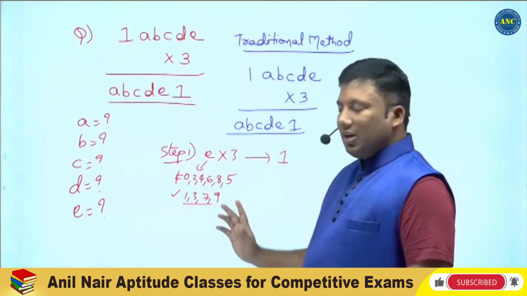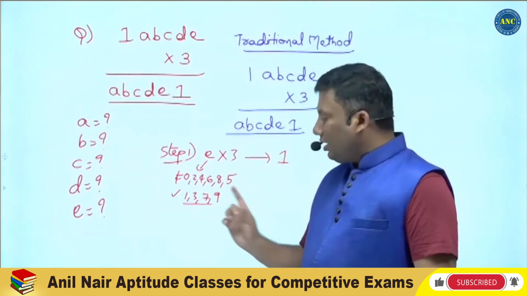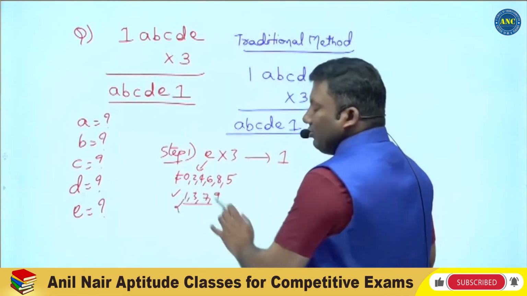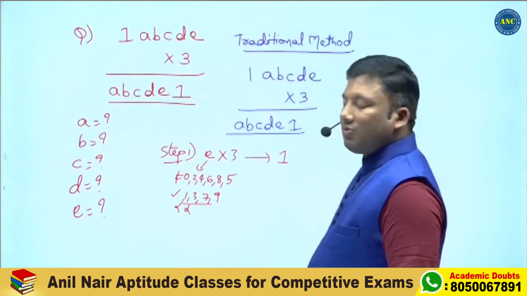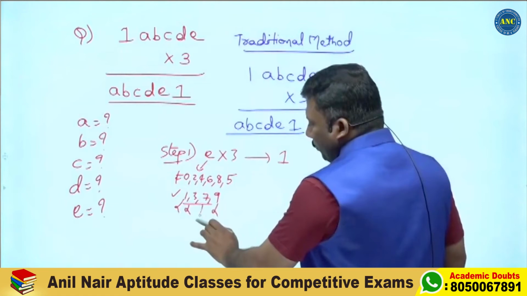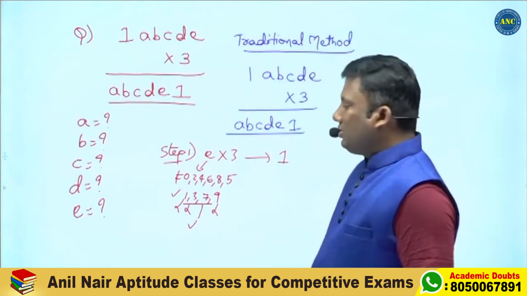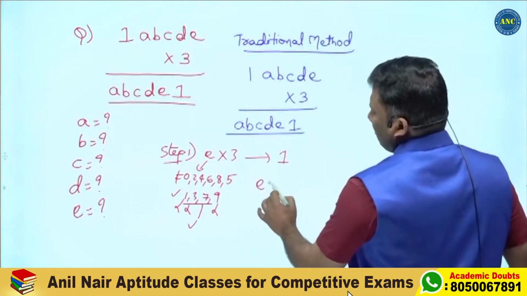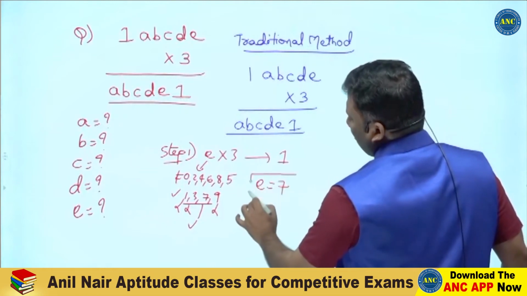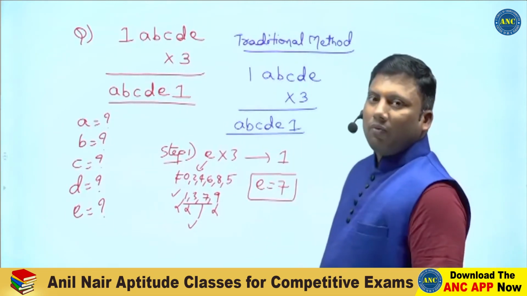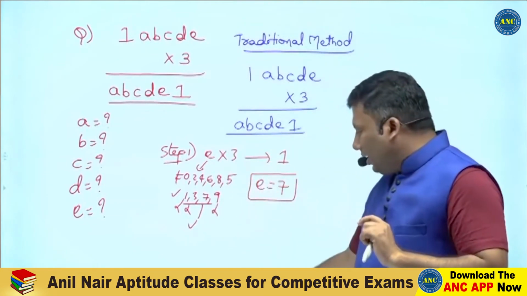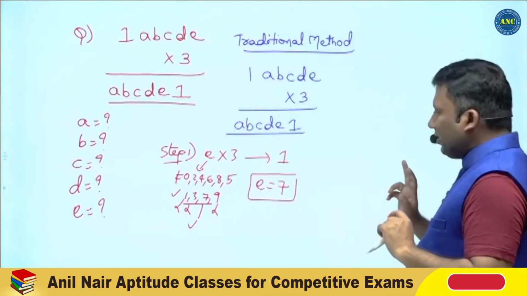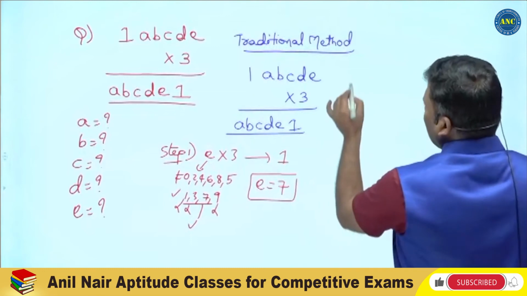1 3s are 3. I need unit digit 1. Not possible. 3 3s are 9. Not possible. 9 3s are 27. Not possible. 7 3s are 21, so 7 is possible. Step number 1, we decoded the E value to be 7. Are you all with me? The E value is decoded as 7. Step 1 is clear to me.